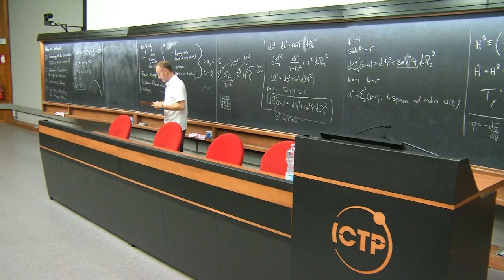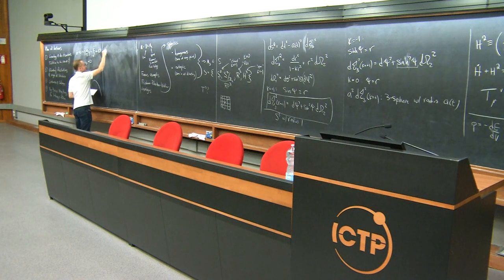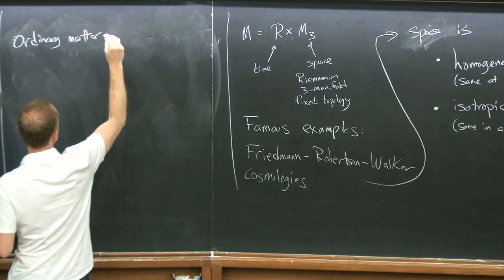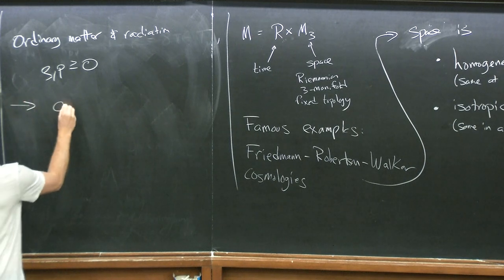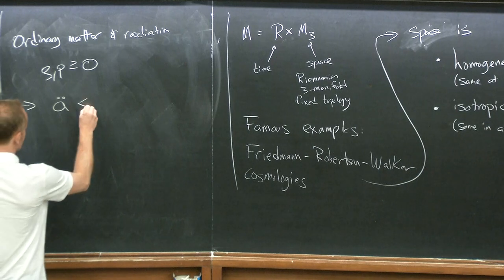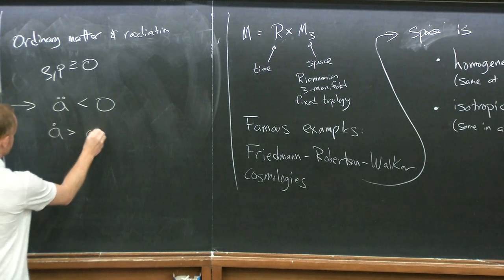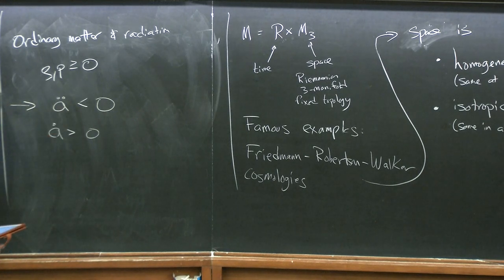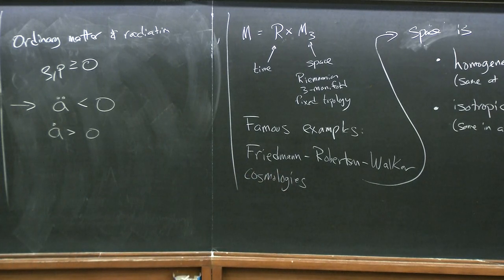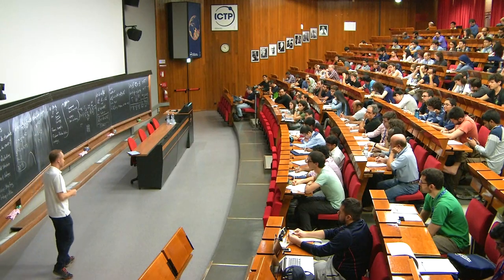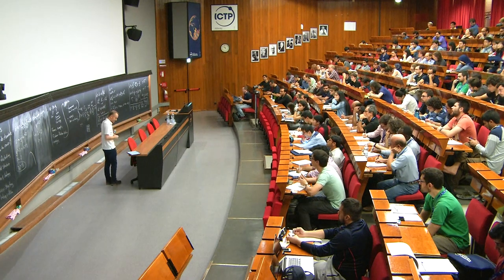Good. Now, another thing to say about this, ordinary matter and radiation have rho and p positive, or at least non-negative. So this means, if that's the only thing in the universe, that A double dot is less than zero. So if you have a universe that's expanding, A dot greater than zero, its expansion will be slowing down. And this is completely what you would expect. Gravity is an attractive force. You have a bunch of stuff in the universe which is flying apart. That's what it means for the universe to be expanding. That stuff is attracting itself, and so its expansion is slowing down. Just like if you throw a rock in the air, its speed decreases because it's attracted back towards the ground. Okay, so A double dot is negative.